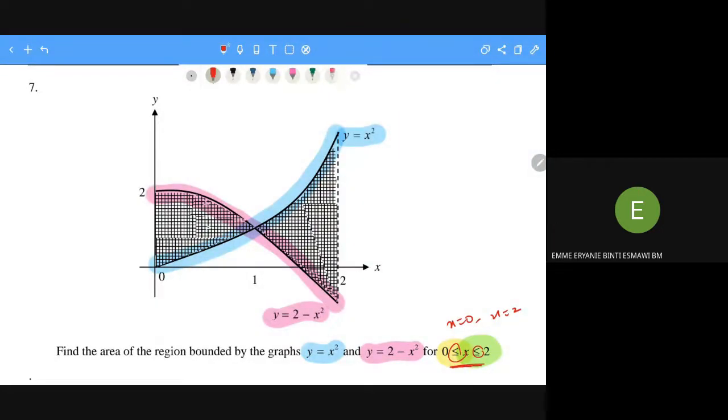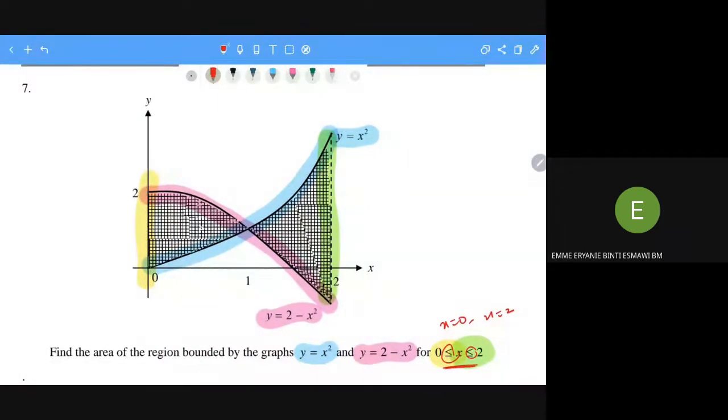Okay. Jadi kalau yang color kuning tu is x equal to 0, it's here. And then x equal to 2 is here. Okay. So we want to find the region bounded. So ingat kita kena cari tempat yang dilorek tu yang ada semua color line tu. Okay. So di sini as you can see we have color pink, blue and yellow, but there's no green color. Okay. Sebab apa tak ada green color? Sebab yang green color tu kat sebelah sini.